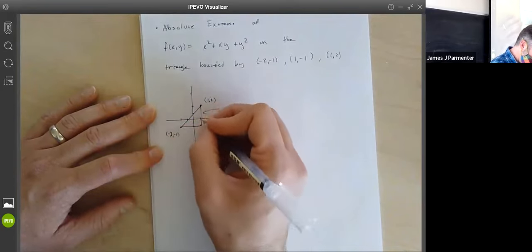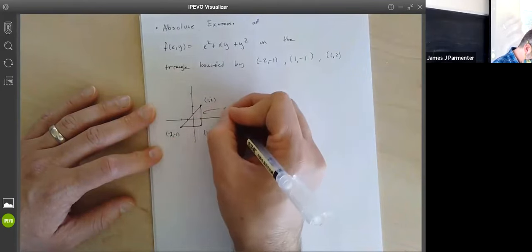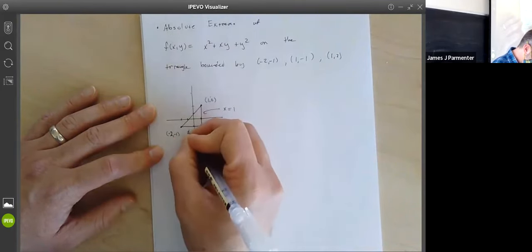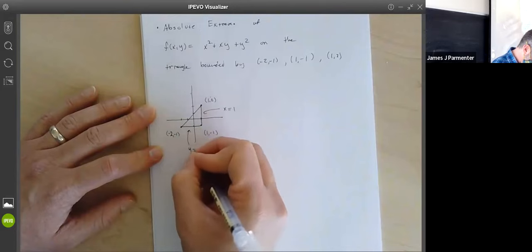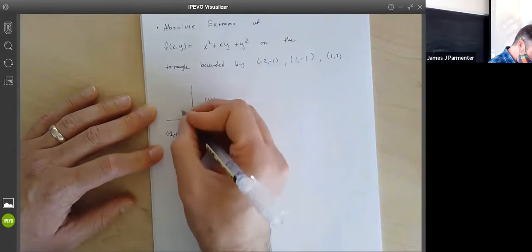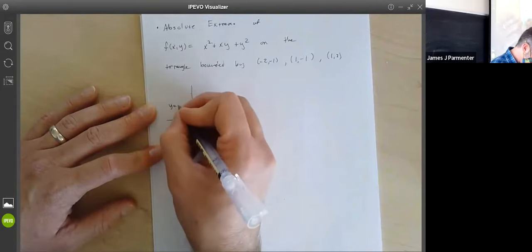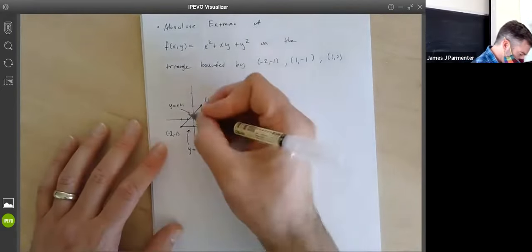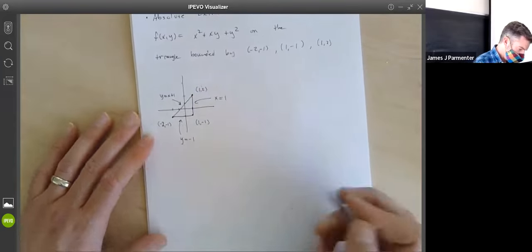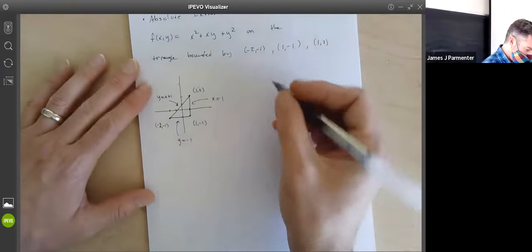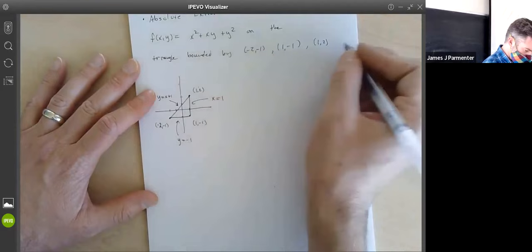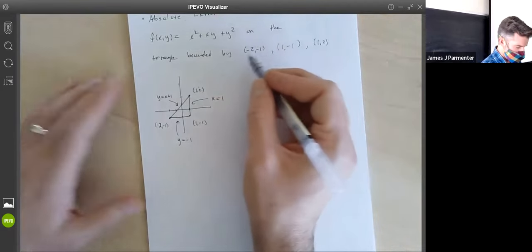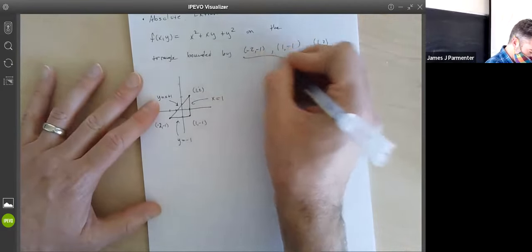This wall here is the line x equal to 1. This wall is the line y equal to negative 1. And this one here, it looks like it's y equal to x plus 1. I'll make it easier to deal with everything in a minute. All right, so we have our corners. Then I don't need to write them again. You can see what they are. Those are my corners.